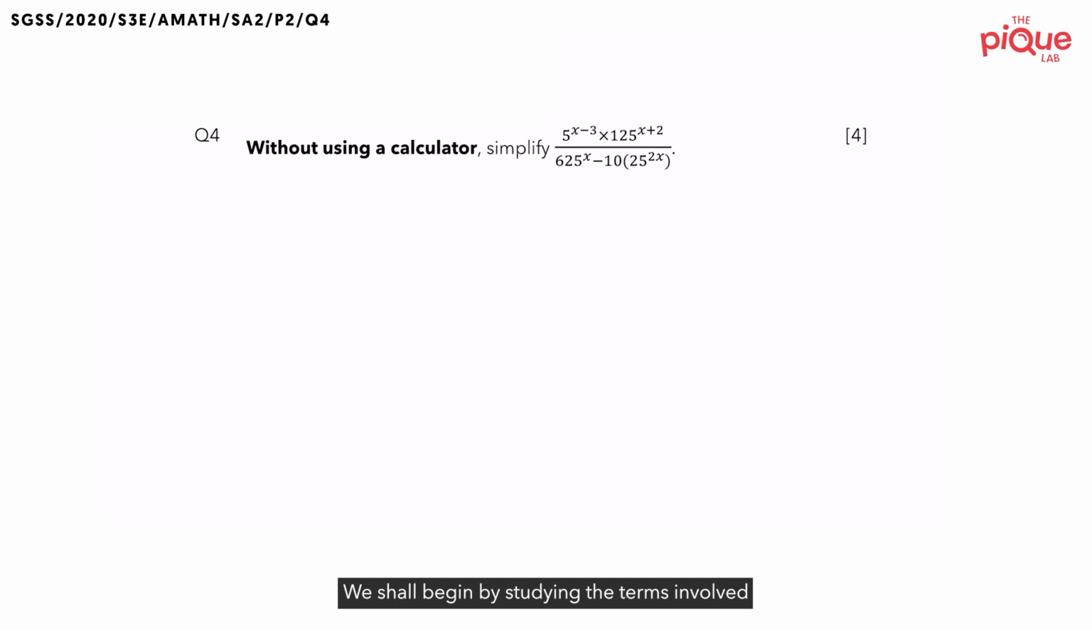We shall begin by studying the terms involved in this expression. In this yellow stripe, we notice there is a base term of 5. Can this term here be rewritten to a simpler base? No, it can't. But what about the remaining terms? This green, blue, and orange terms, can they be rewritten to a simpler base?